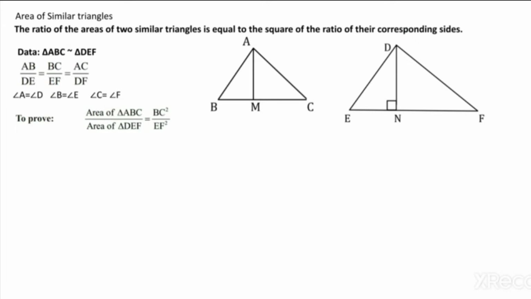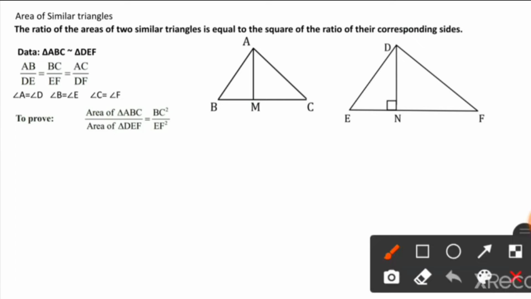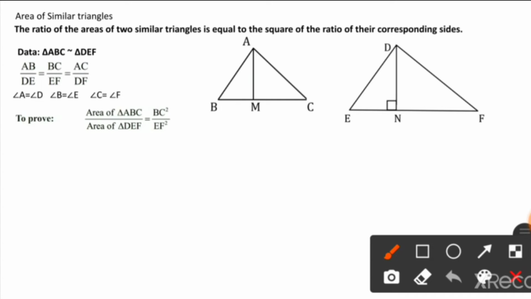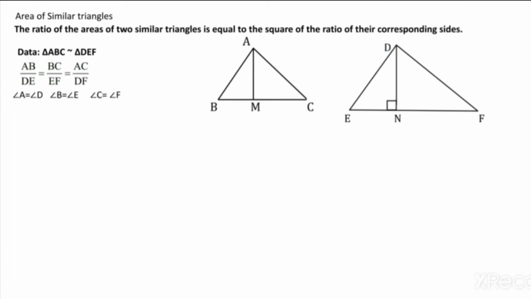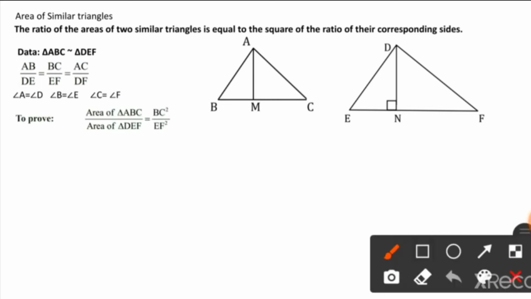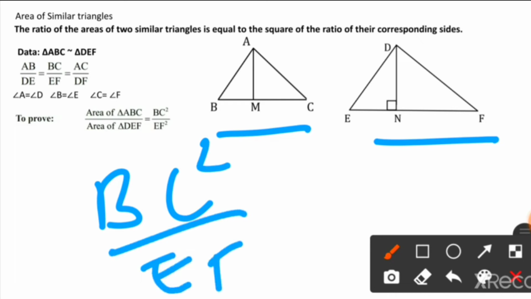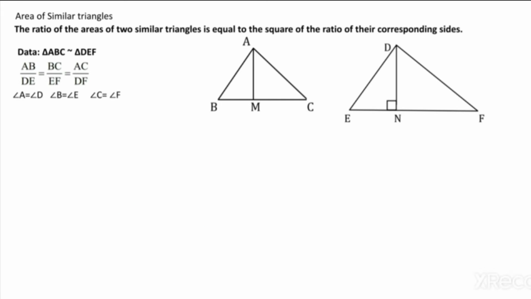The next part is what I have to prove. As I mentioned before in the statement, here we have considered only one corresponding side. That is, the area of triangle ABC divided by the area of triangle DEF, which are both similar to each other, is equal to the squares of the ratio of their corresponding sides. Here I have considered only BC and EF. So that will be equal to BC square by EF square. So we have mentioned here.